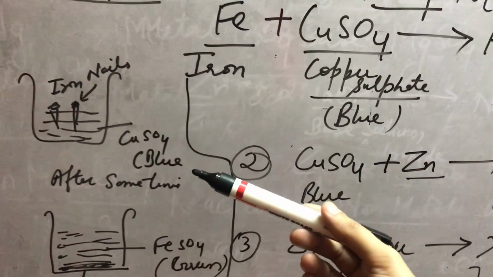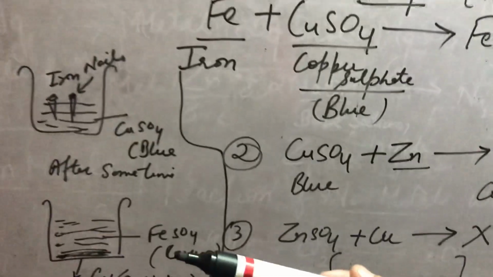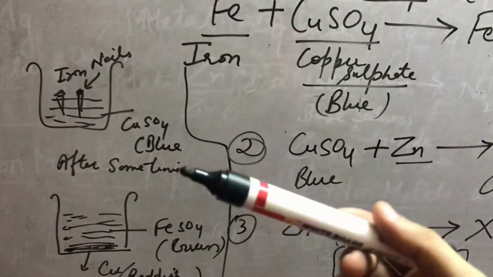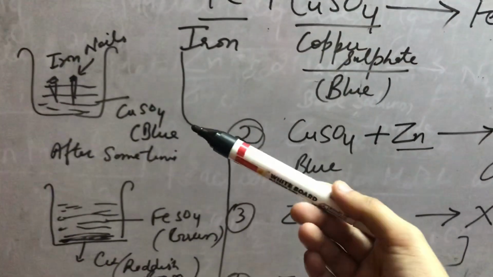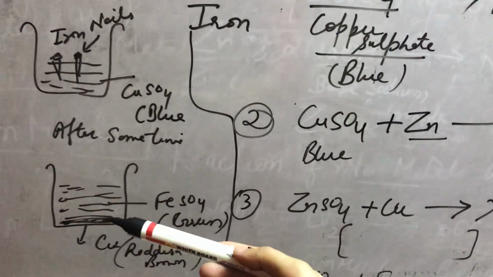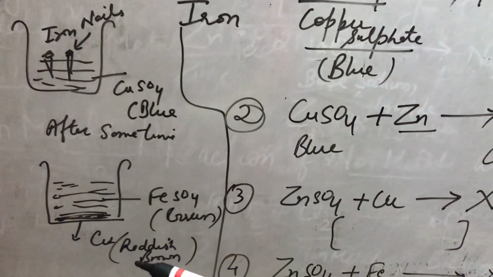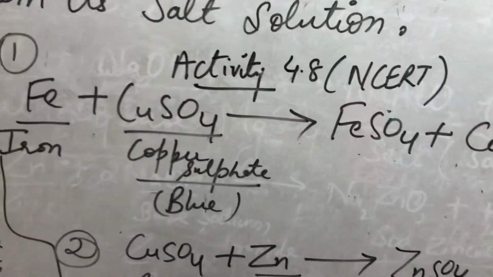The color of the solution is blue, but after some time, whenever the reaction is going to occur, you will see there is a change in the color. That means the blue color is now changing to green color, and at the bottom of the beaker you will see the reddish brown deposits that are of copper. So what is the basic reaction?